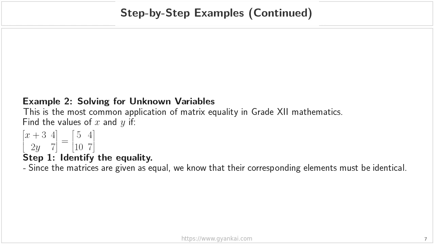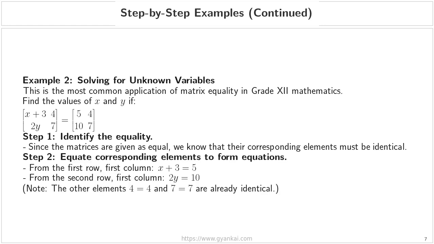Step 1 is to identify the equality. Because the problem explicitly states that these two matrices are equal, we can apply the rule we discussed in the previous slides. Their corresponding elements must be identical. Step 2 is where we equate these corresponding elements to form simple algebraic equations.